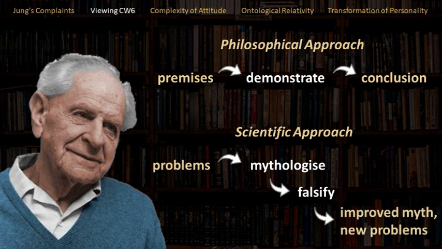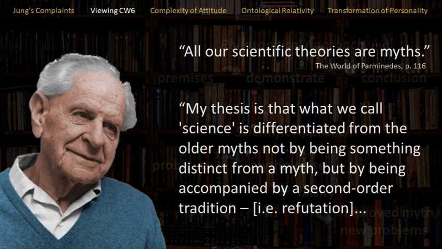This myth doesn't solve every problem. In fact, it can bring a new set of problems. This means that the advancement of scientific myth involves going from one set of problems to another, through conjecture and refutation. The difference between philosophy and science, according to Popper, is that philosophy demonstrates conclusions, whereas science improves its myths.